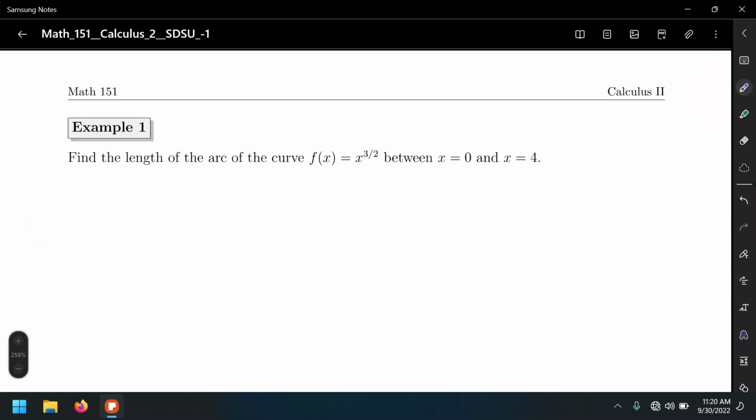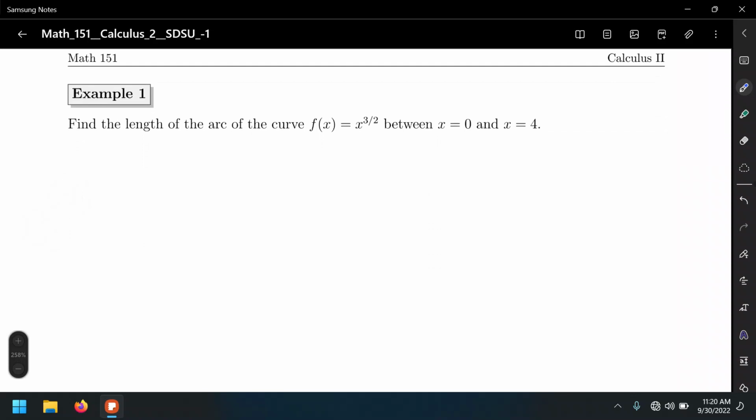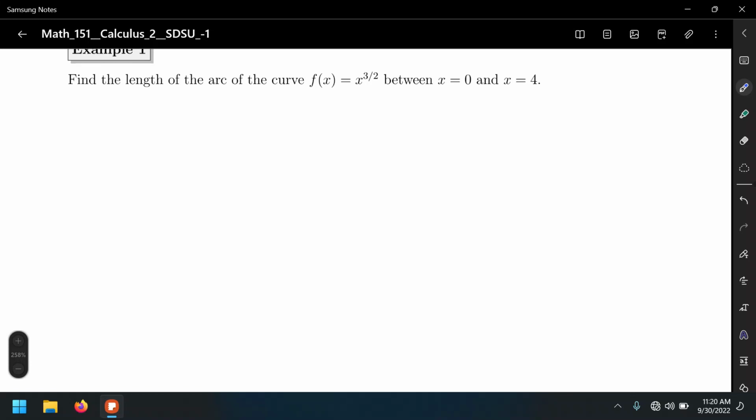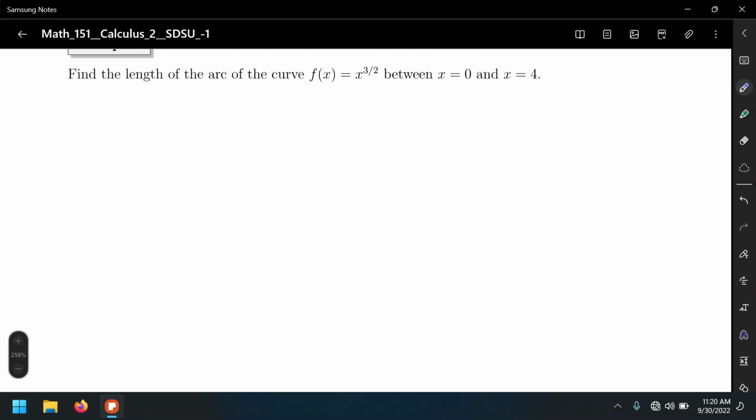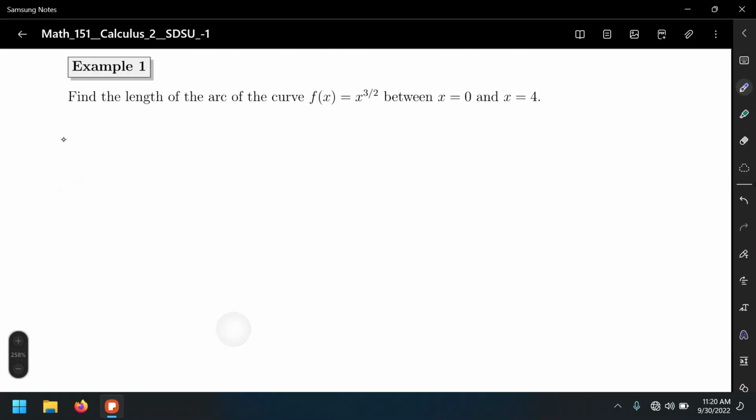So let's go ahead and do one example. Find the length of the arc of the curve f of x equals x to the 3/2 between 0 and 1. Alright, so number one, the formula to find the arc length, that's the integral from a to b of the square root of 1 plus f prime quantity squared with respect to x, right? So our formula for arc length is calling for the derivative of the function.